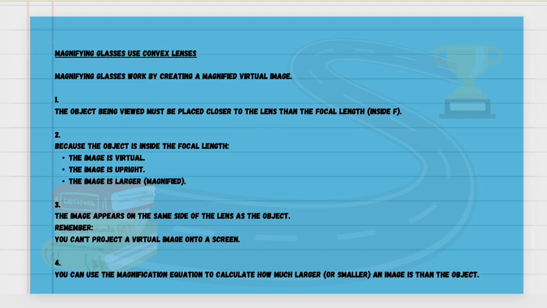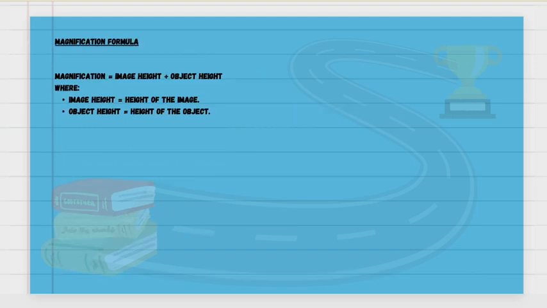You can use the magnification equation to calculate how much larger or smaller an image is than the object. Magnification formula. Magnification equals image height divided by object height, where image height equals height of the image and object height equals height of the object.